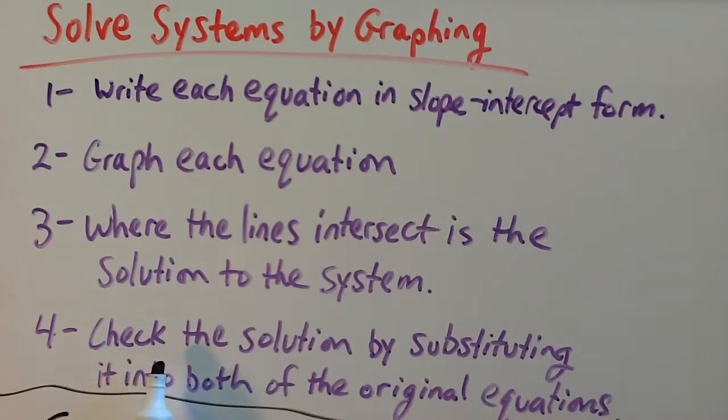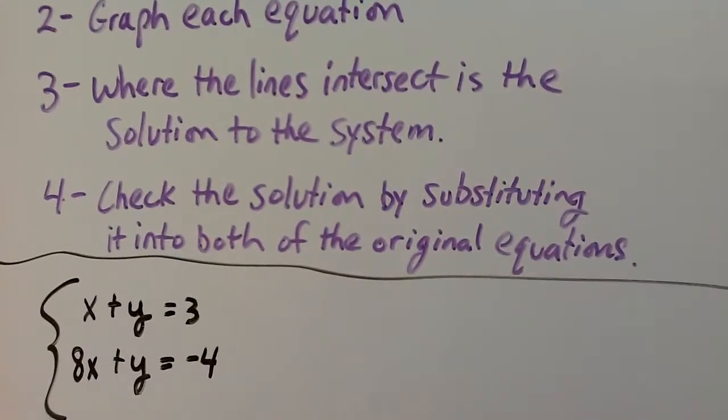And then number 4, we can check that solution by substituting the x, y ordered pair into both of the original equations, and the left side should equal the right side. Okay, so here's our system. x plus y equals 3. That's our first equation. And 8x plus y equals -4. That is our second equation.